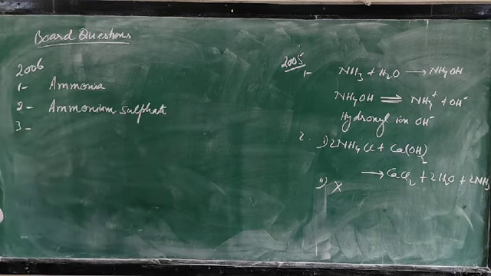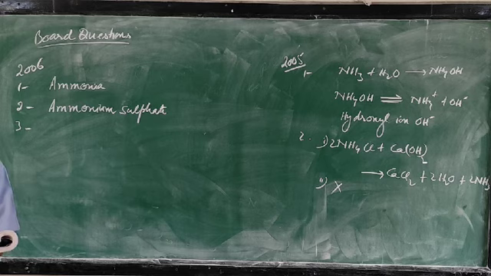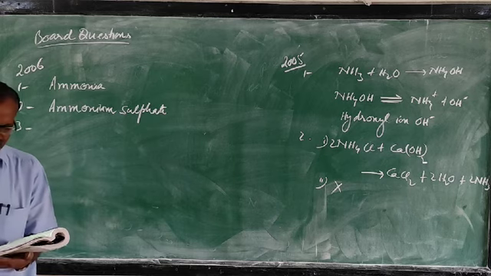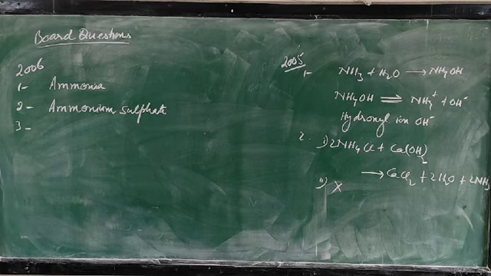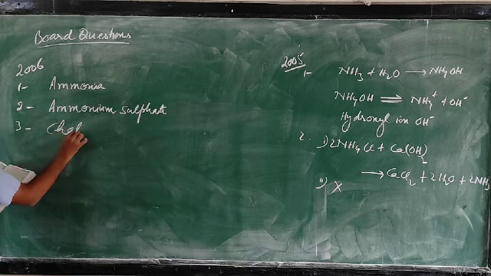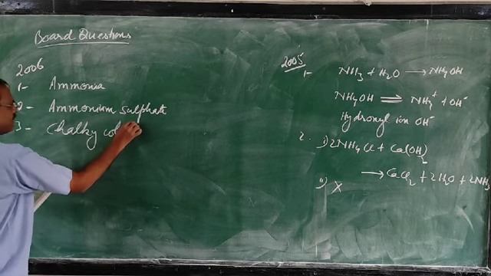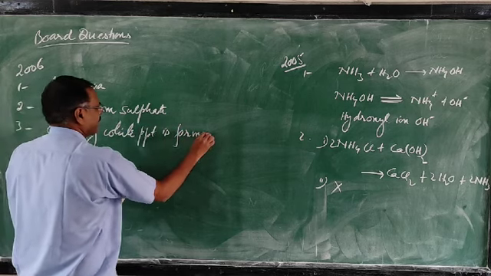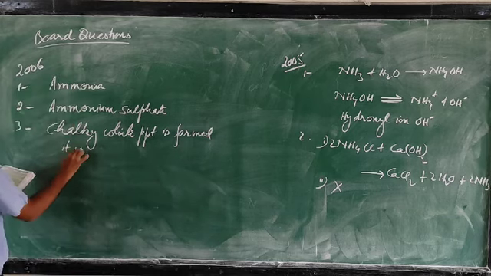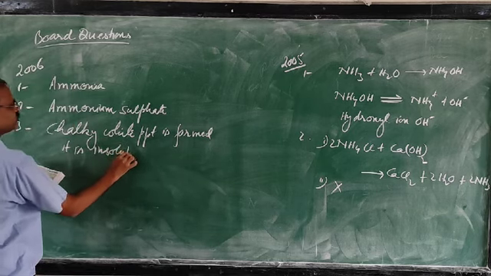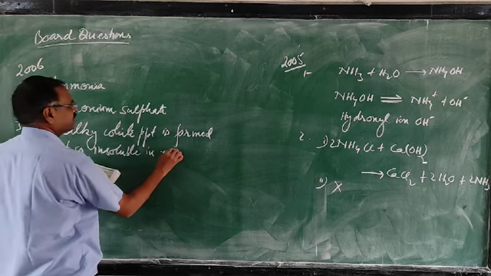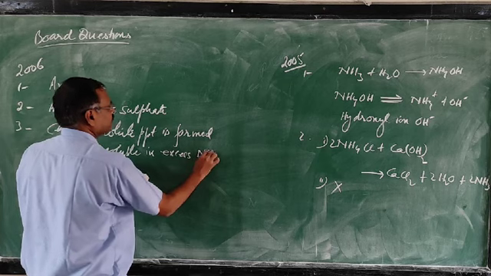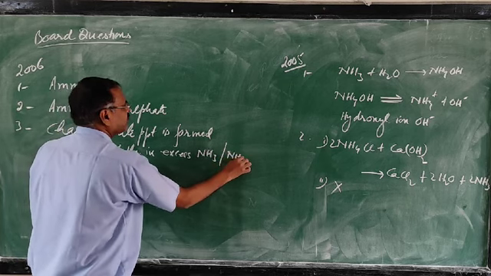Now third one. State what is observed when excess ammonia is passed through an aqueous solution of lead nitrate. So a chalky white precipitate is formed. It is insoluble in excess ammonium hydroxide. So a chalky white precipitate is formed. It is insoluble in excess ammonia or ammonium hydroxide, both.